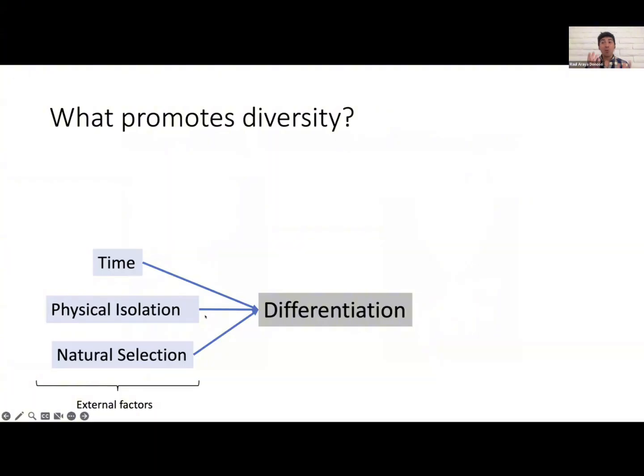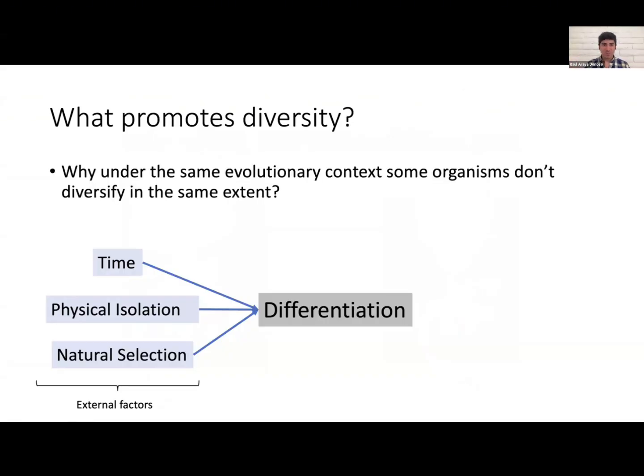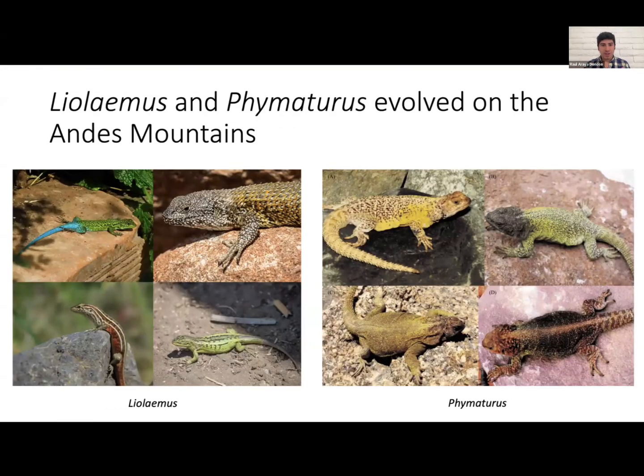However, a cool thing that happens in nature is that even though populations can evolve under the same environmental context, they won't show the same patterns of diversification. So that's a big question. Like, why under the same context, some organisms don't diversify to the same extent? So just to explore this a little, let's go back to South America.